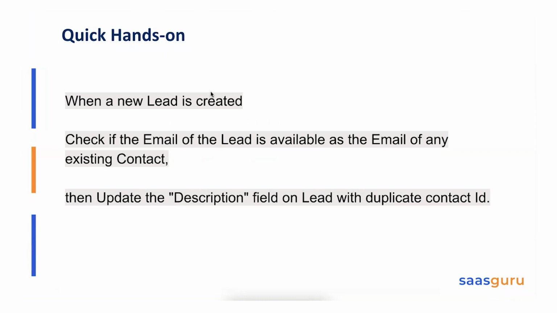So quick hands-on I have, and I want to help you understand the same trigger logic. How one logic is better, how the second logic is, I can say, best. Maybe two logics and which is best. So very basic use case. Let's think. When a new lead is created with the same email as any existing contact, then update the description field on the lead with the duplicate contact ID.